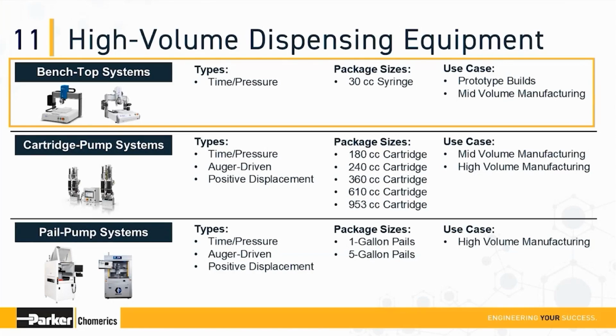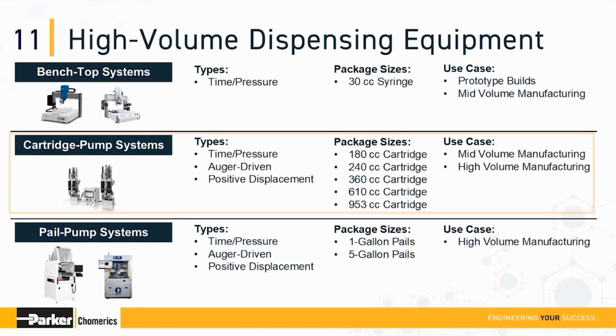These systems usually offer 3-axis control with 30 cc syringes, although there are options that add a 4th axis when the design of a component requires dispensing at an angle. Cartridge pump systems are often custom configurations provided by dispensing equipment manufacturers. They can include time pressure, auger-driven, and positive displacement options, and can be configured to accommodate a wide variety of package sizes, especially when gallon pails are too large for the specific application. These systems are also typically 3-axis machines.